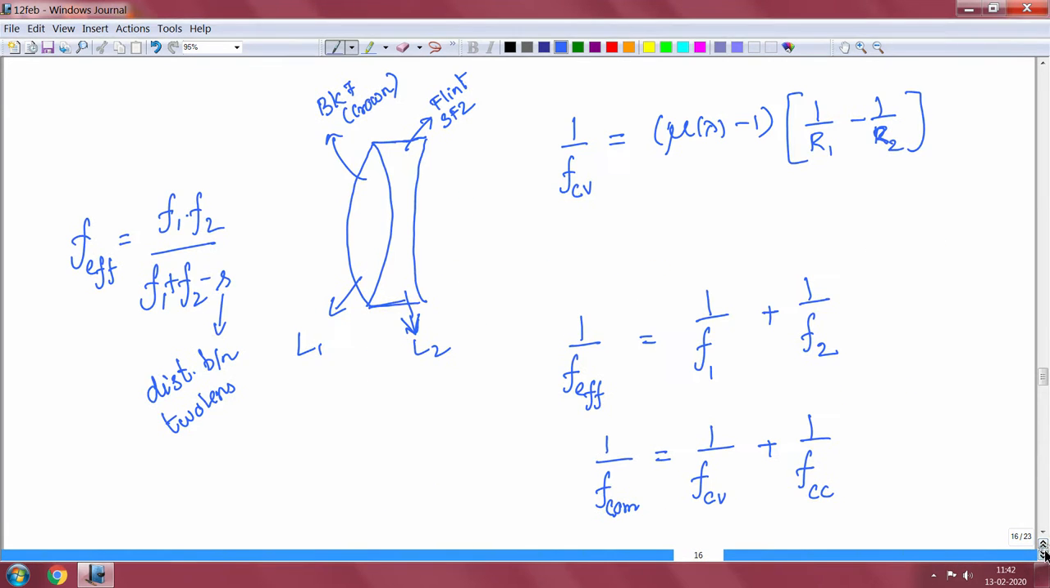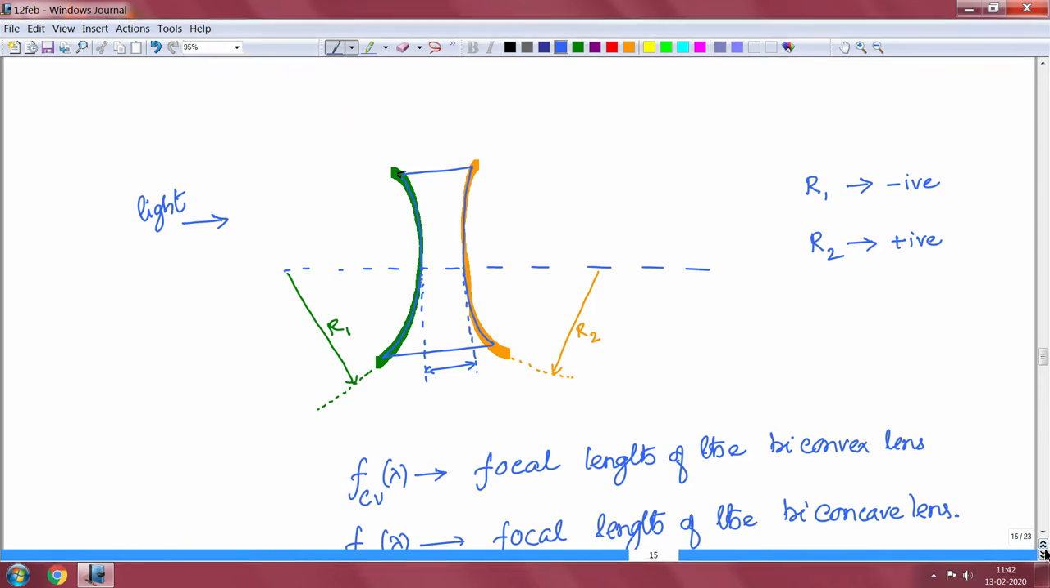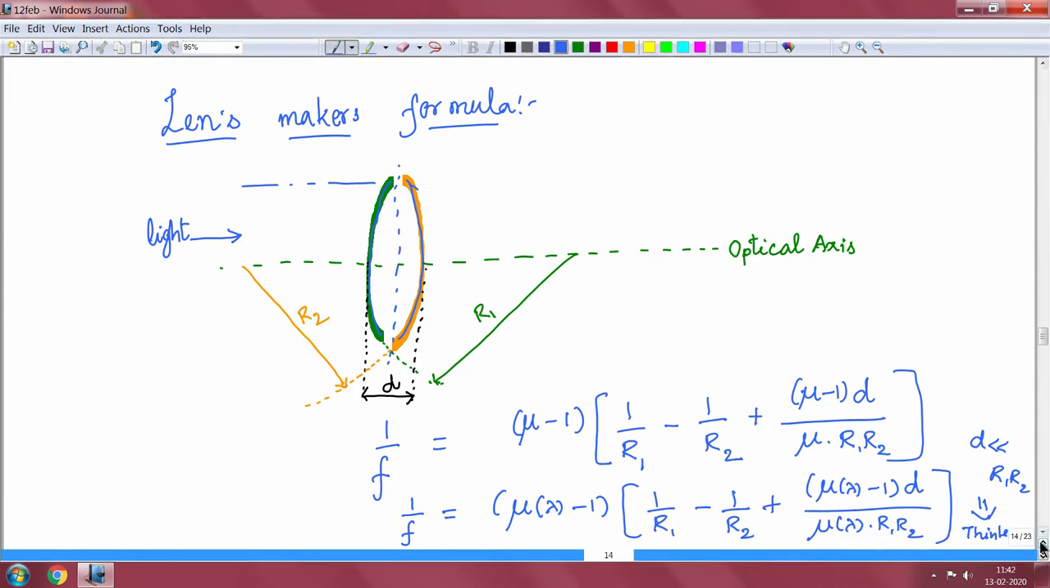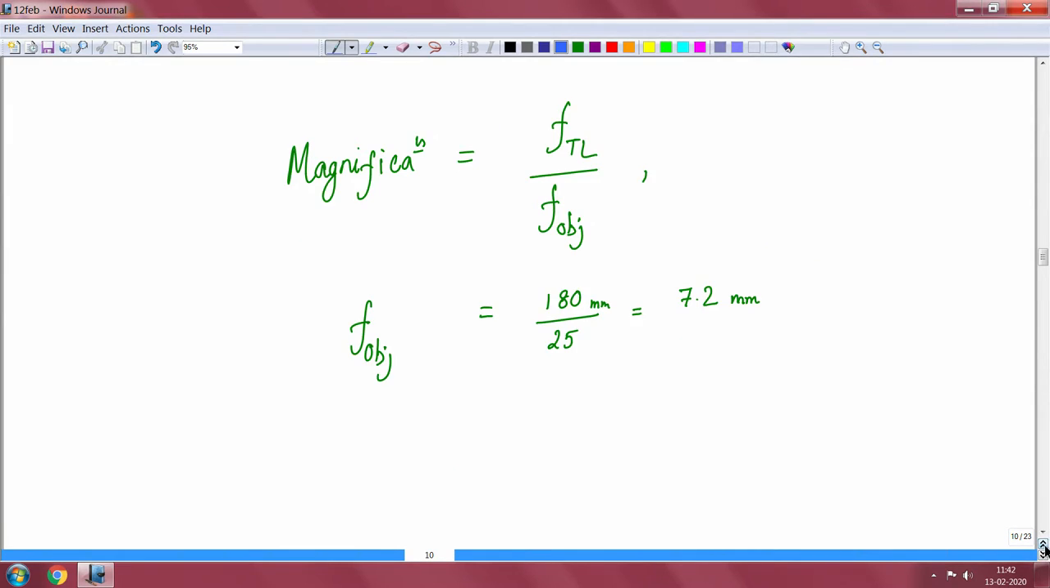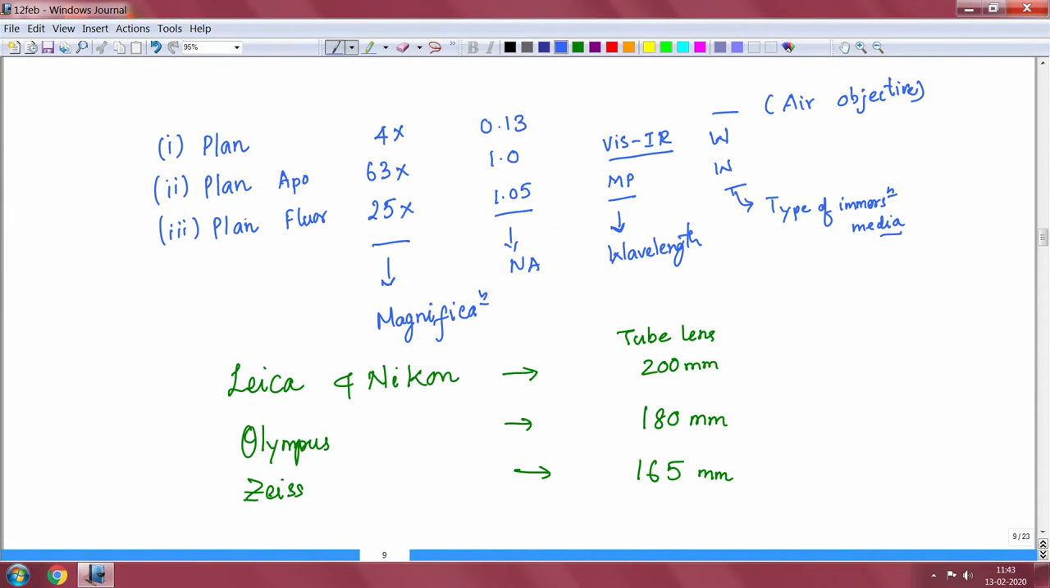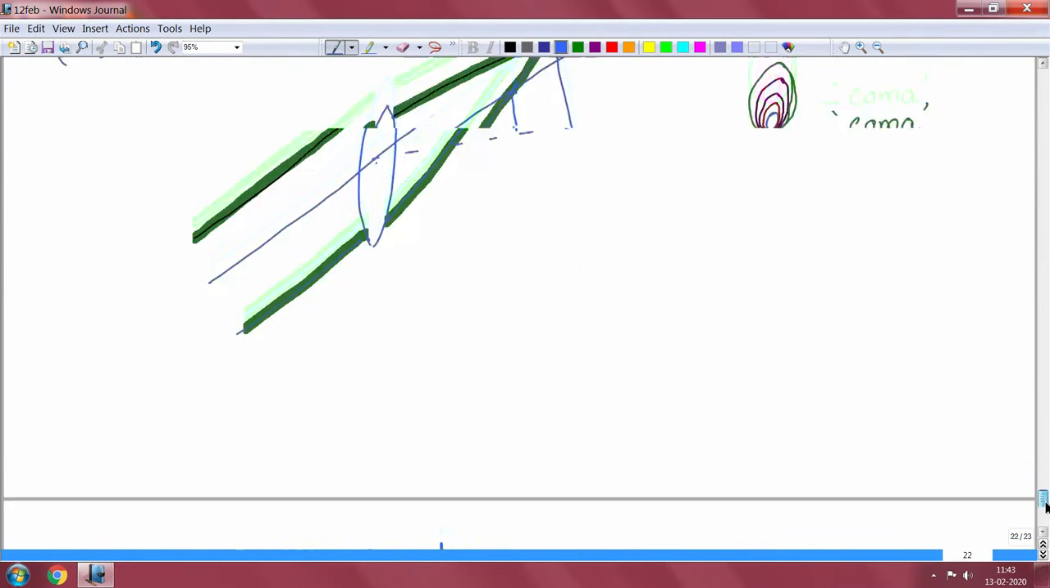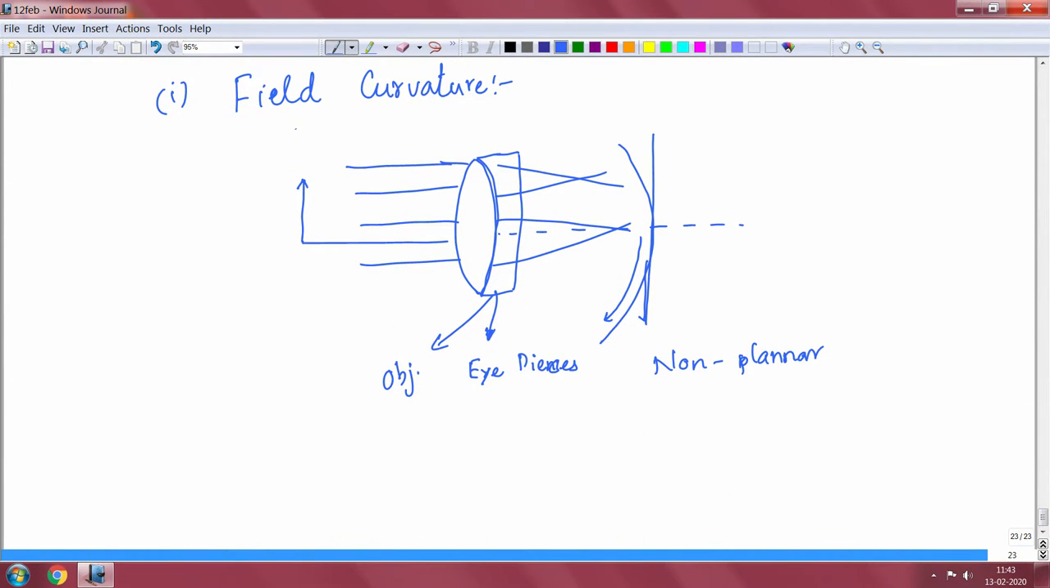Now, it is this planarity correction that we see mentioned in our objective list. If you go back to our objective list in the table that we drew here, we are talking about this Plan here, and these objectives were corrected for forming the focus in a plane, not in a curved surface. All right. So that's about the field curvature, and how we correct for it.